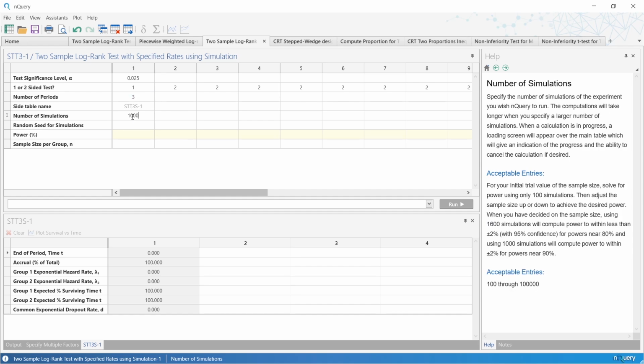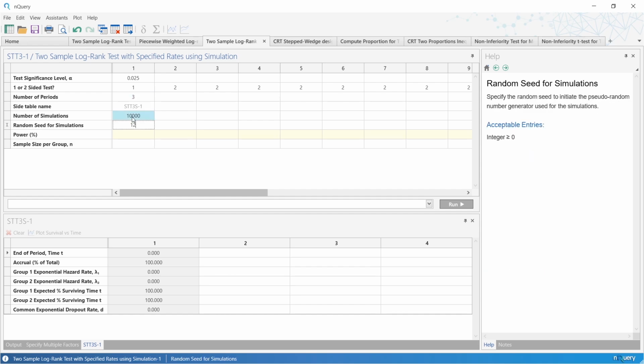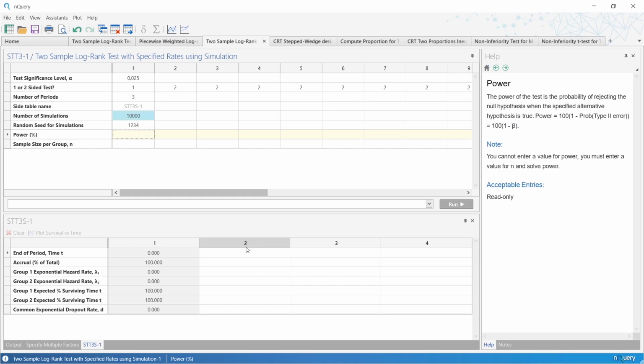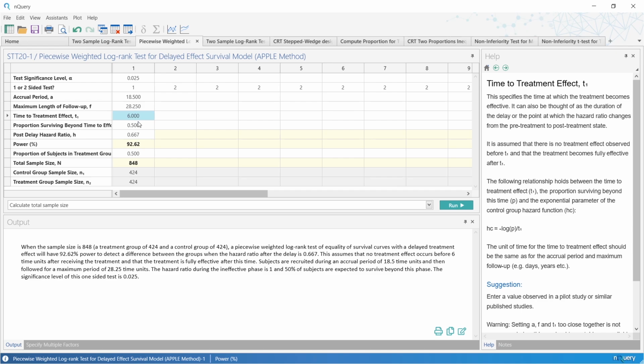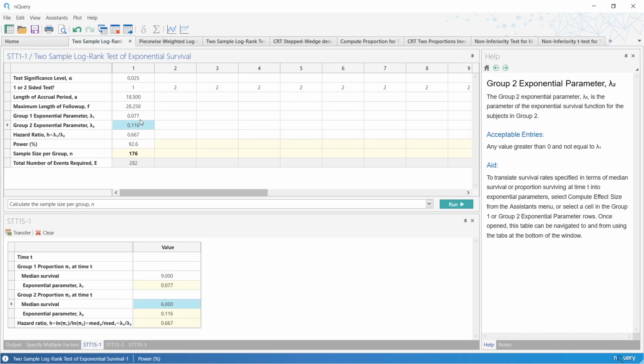So I'll just set up our simulation design here. We'll just use a random seed here. And so in this table, we're going to set up a full set of what we think is going to happen in the study and replicate what is basically being assumed here. 6 months of no difference, followed by a hazard ratio of 0.666, which is basically equivalent to saying, these two exponential parameters.